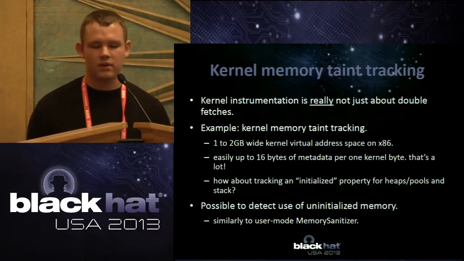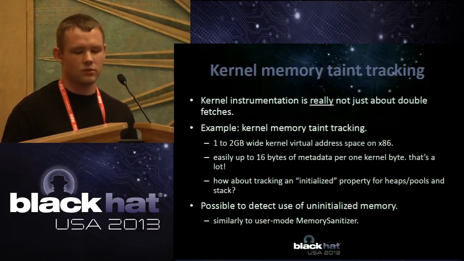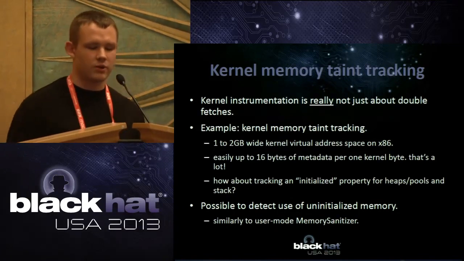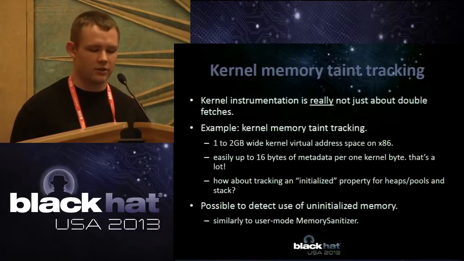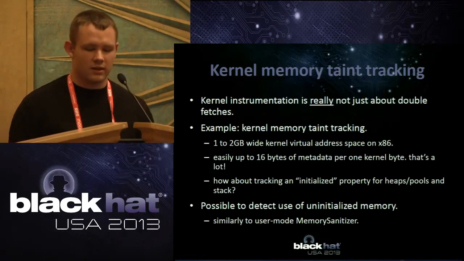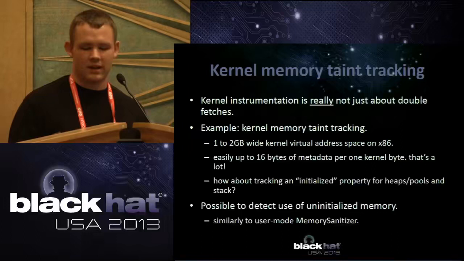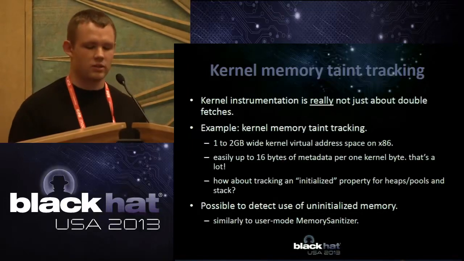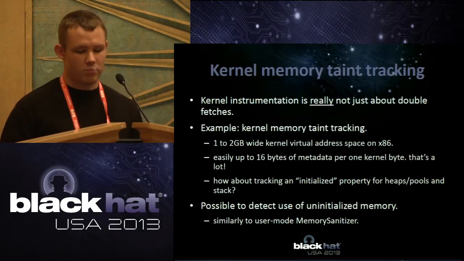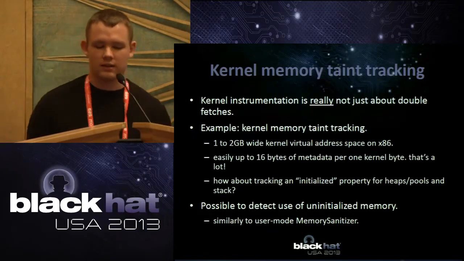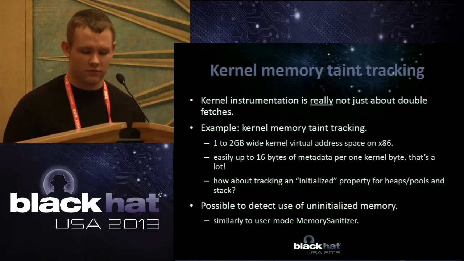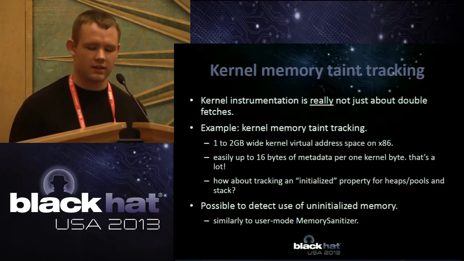For example, one potential application could be taint tracking of kernel memory. On 32-bit Windows, or any other operating system, you have a 1 to 2 gigabyte wide kernel address space, which is not too much. Considering the current amounts of RAM you can have in your computer, you can easily have up to 16 bytes of shadow memory describing a single kernel byte, which is a lot of information that we could store there. So, for example, how about tracking the initialization state of heaps, pools and stack in the kernel, and trying to find some bugs using this?